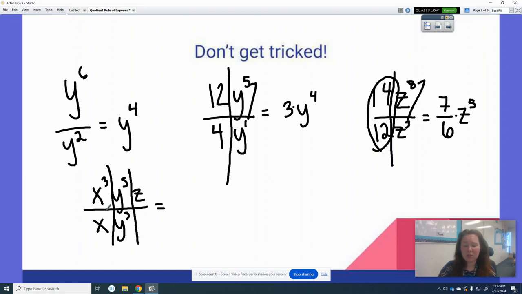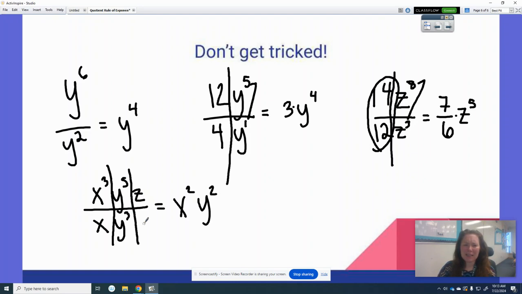So let's do the x's first. We have an invisible exponent, and it's a 1, so 3 minus 1 is 2, x to the power of 2. Now let's do the y's. Oh, look at that, it's going to be a 2 again. 5 minus 3, they have the same base, they both have a y, so 5 minus 3 is 2, y to the power of 2.